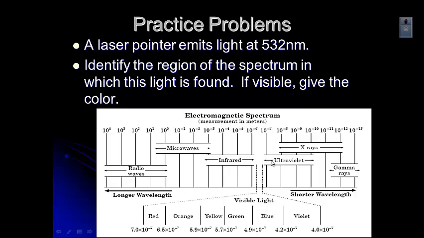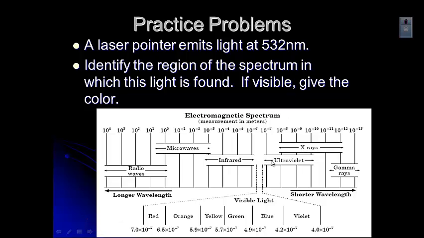And so you want to look at the direction of your exponents. The less negative they are, the bigger the number is. So it's going to fall somewhere in this range. It says it's 532 nanometers, or 5.32 times 10 to the negative 7th. So we want to come down here and look. It does fall between 4.0 times 10 to the negative 7th and 7.0 times 10 to the negative 7th. So we need to find out where 5.32 falls.